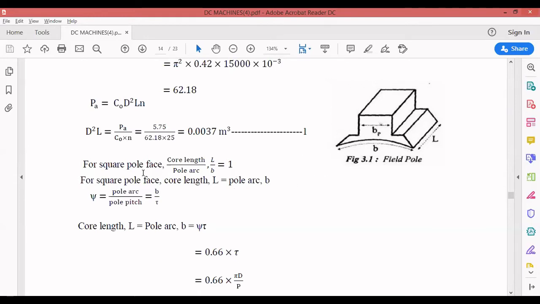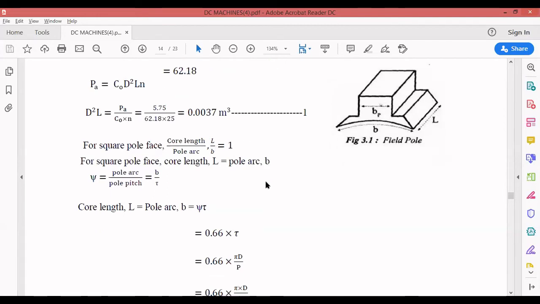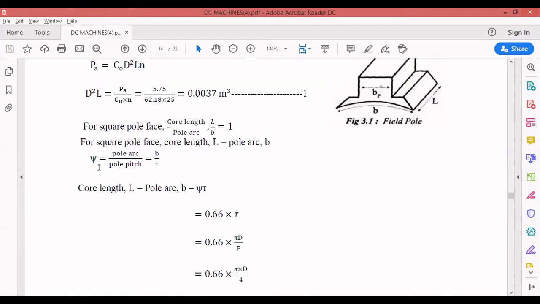Now, in the problem, what has it given? It has given a square pole. Square pole means the pole arc will be equal to L. For a square pole, core length to pole arc, L by B, is equal to 1, because both are equal. For a square pole, core length L is equal to pole arc, so L is equal to B. Then you know psi. What is psi now? Psi is equal to pole arc to pole pitch. Pole arc is nothing but B, and pole pitch is nothing but tau.